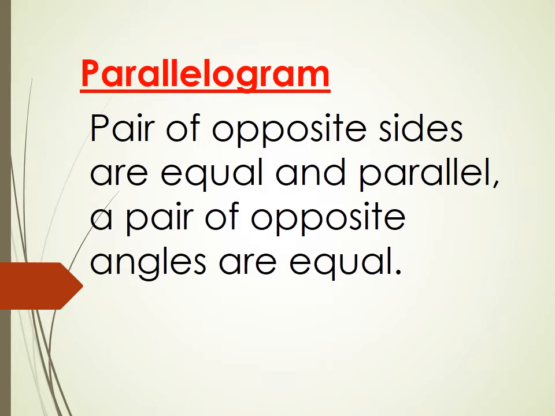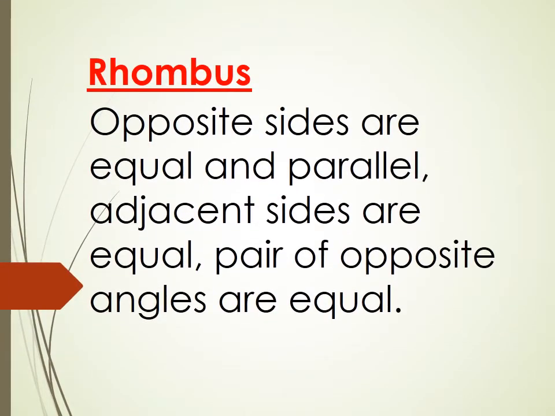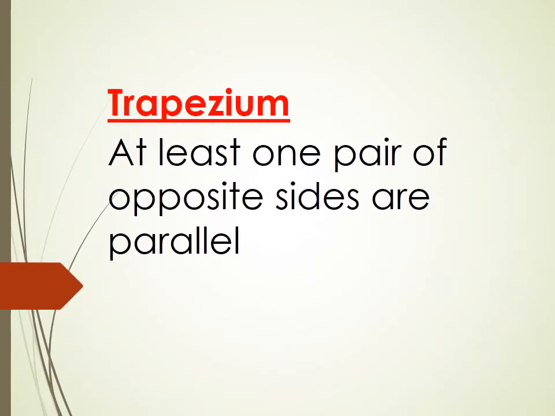The next one is a parallelogram. In a parallelogram, a pair of opposite sides are equal and parallel, and then a pair of opposite angles are equal. Then we go to a rhombus. In a rhombus, opposite sides are equal and parallel, and then adjacent sides are equal. Then a pair of opposite angles are equal. Then we'll go to a trapezium. In a trapezium, at least one pair of opposite sides are parallel.